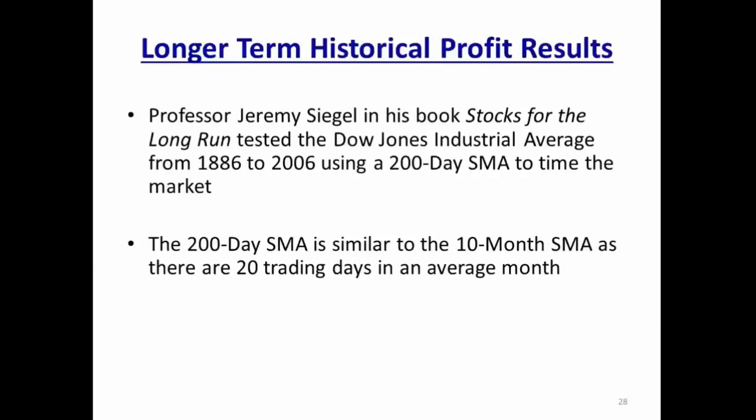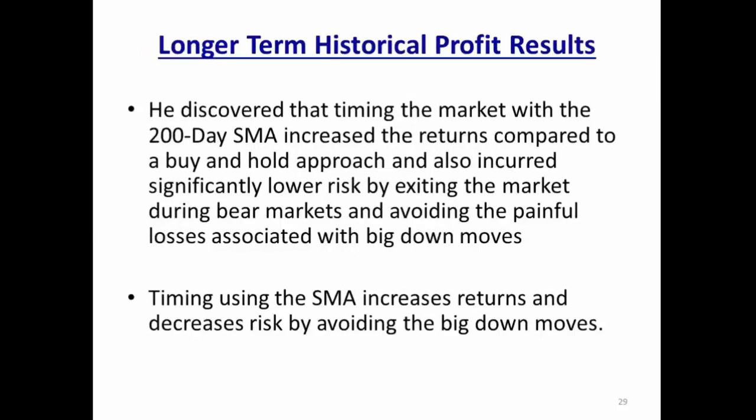There was another test done by Professor Jeremy Siegel in his book, Stocks for the Long Run, and he tested the 200-day simple moving average from 1886 to 2006, so about a 120-year period. The 200-day SMA is similar to the 10-month simple moving average, as there's 20 trading days in the average trading month. So he discovered that using that 200-day SMA, he increased the returns compared to a buy and hold approach, and also incurred less risk.